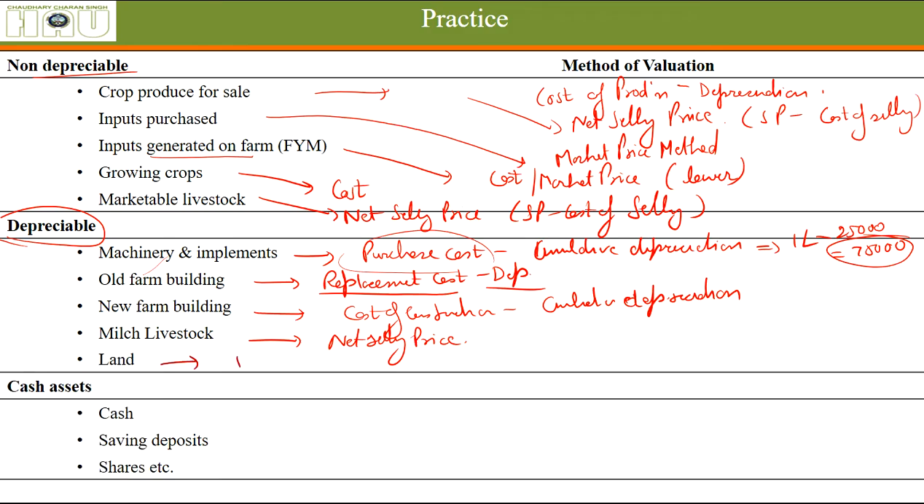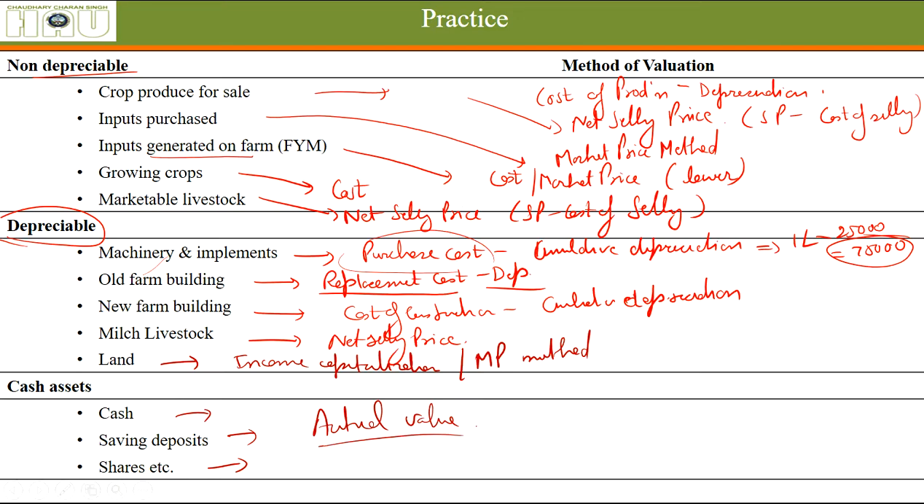For land, income capitalization or market price method. Cash, saving deposit, share, their actual value will be taken. These are not much of a headache. Okay, just take the actual values.